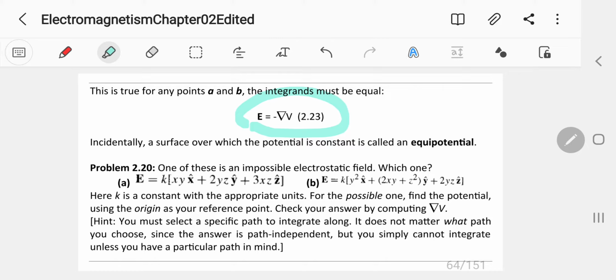By the way, a surface on which the potential is the same at any point is called an equipotential. As we will learn later on, the surface of a conductor is always an equipotential surface. So when you measure the potential at every point on the conductor surface, it would be the same.